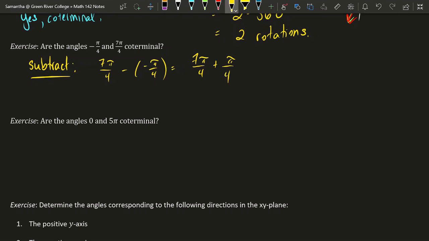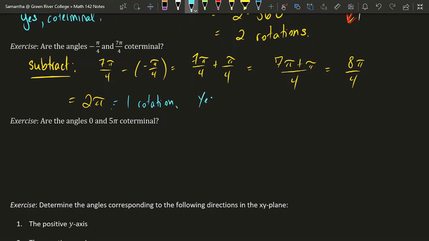Now these two fractions have the same denominator, so I can add the two numerators over the common denominator. Now I have 7 pi's plus an additional pi, that's 8 in total. And if I reduce that, I get 2 pi as the difference between these two angles. 2 pi is equivalent to 1 full rotation. So yes, these two angles would be coterminal, because there is a single, in this case, full rotation between them.